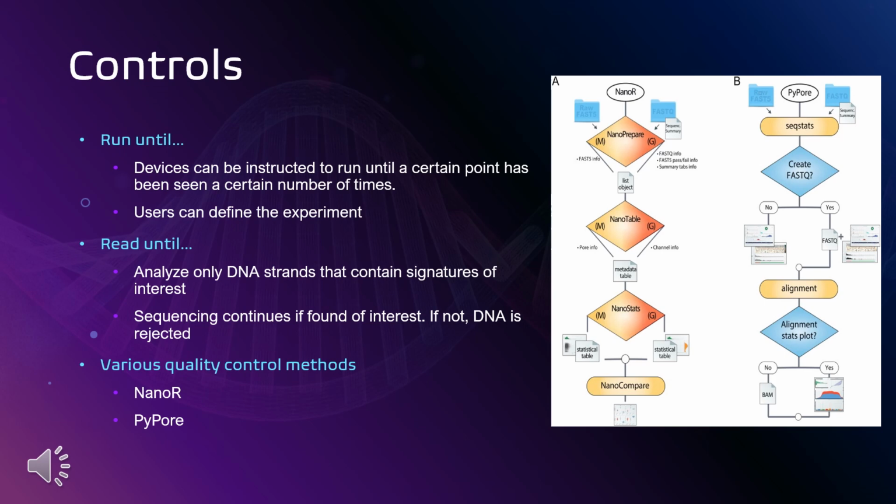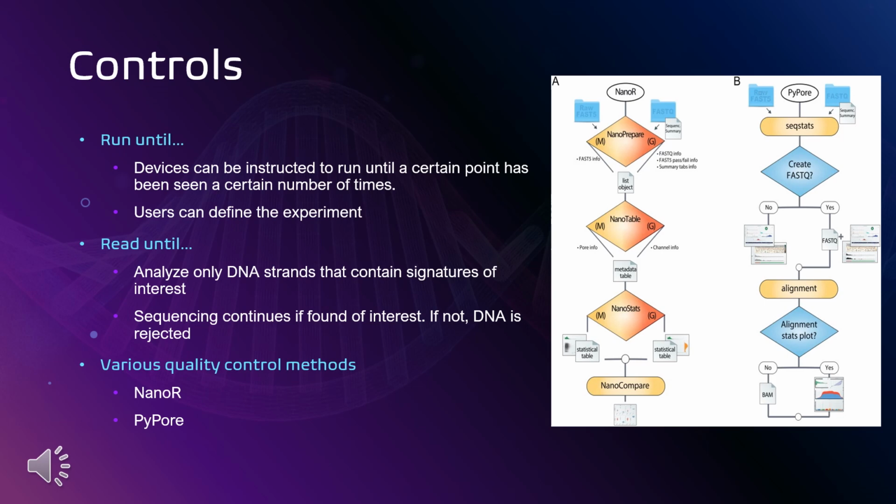Some of the controls that the nanopore device includes are the run until mode, and this tells the nanopore devices to run and continue sequencing until a certain point has been seen several times at a specific confidence level. So this can be anything you want. For example, the device can process the sample until a minimum of threefold read coverage over the specific regions you want within, say, an RNA sample, or until a specific mutation has been observed a certain amount of times. This way, the user controls the experiment and not the device.